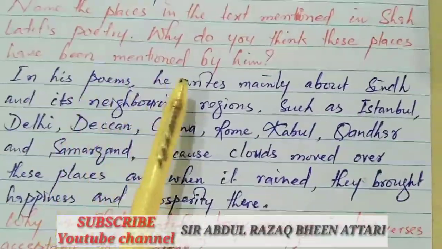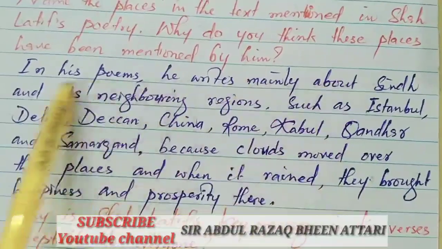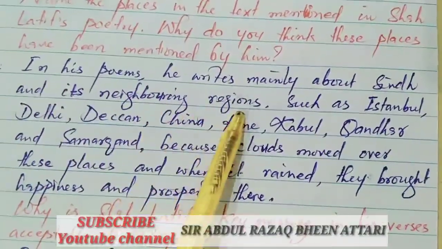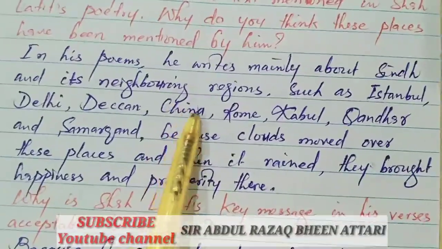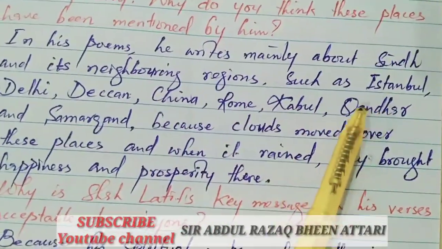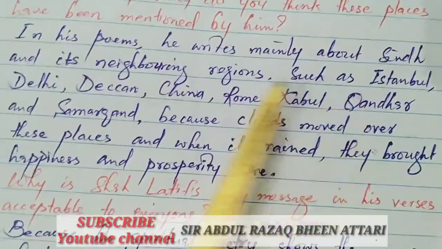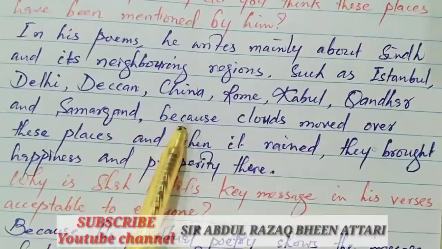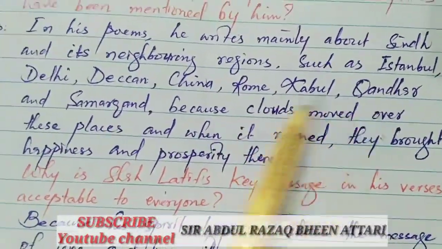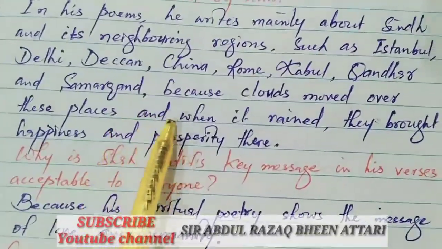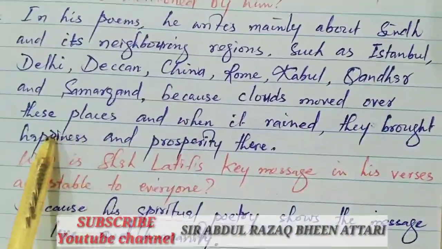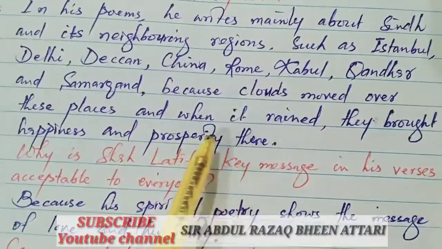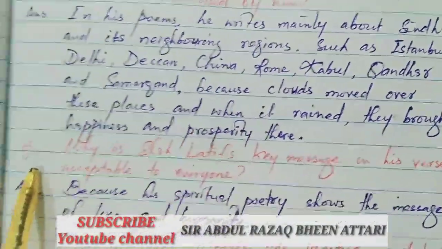Why do you think these places have been mentioned by him? Answer. In this poem, he writes mainly about Sindh and its neighboring regions, such as Istanbul, Delhi, Deccan, China, Rome, Kabul, Kandahar, and Samarkand, because clouds moved over these places and when it rained, they brought happiness and prosperity there.